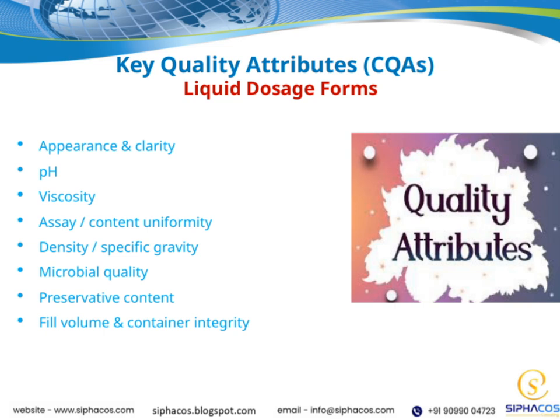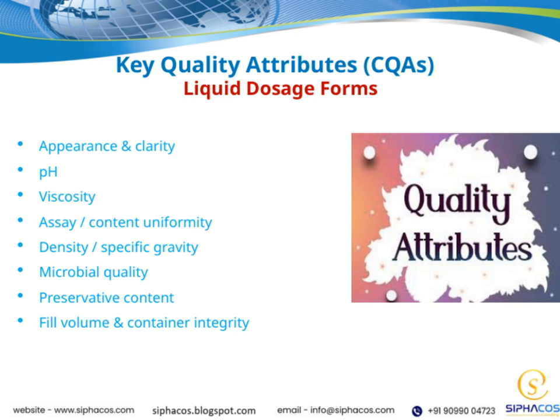First up is appearance and clarity. It's important that the liquid looks good, no particles or cloudiness, because that can indicate contamination or instability. Next, the pH level is crucial since it affects stability and how well the drug is absorbed. Viscosity is also key. It influences how easy it is to pour and administer the medication. Assay or content uniformity ensures that each dose contains the correct amount of active ingredient, which is vital for consistent therapeutic effects. Density or specific gravity helps us verify the product's consistency and concentration.